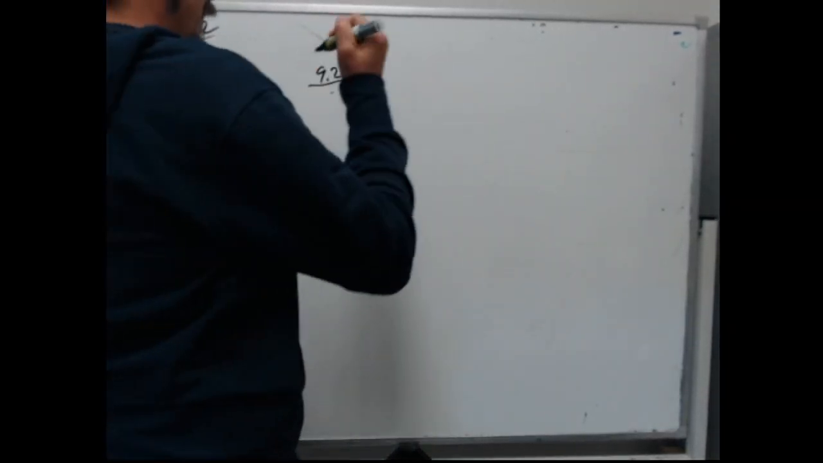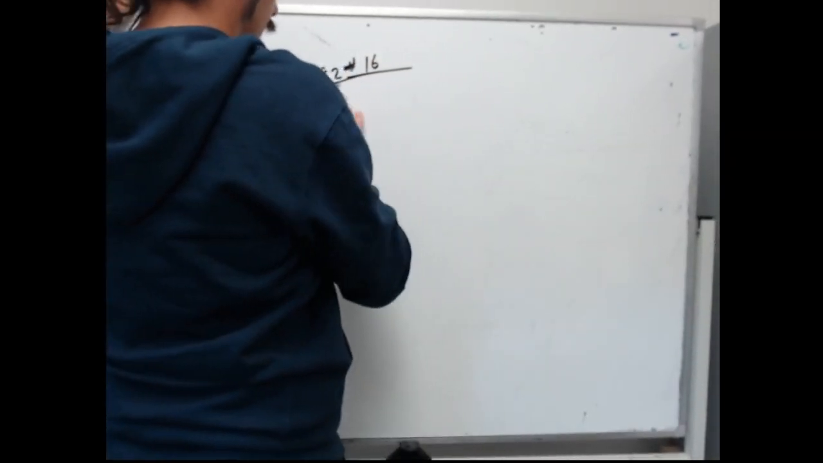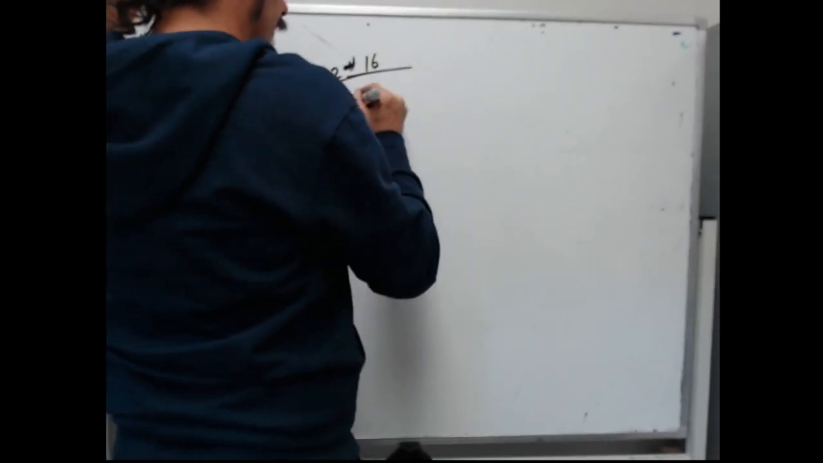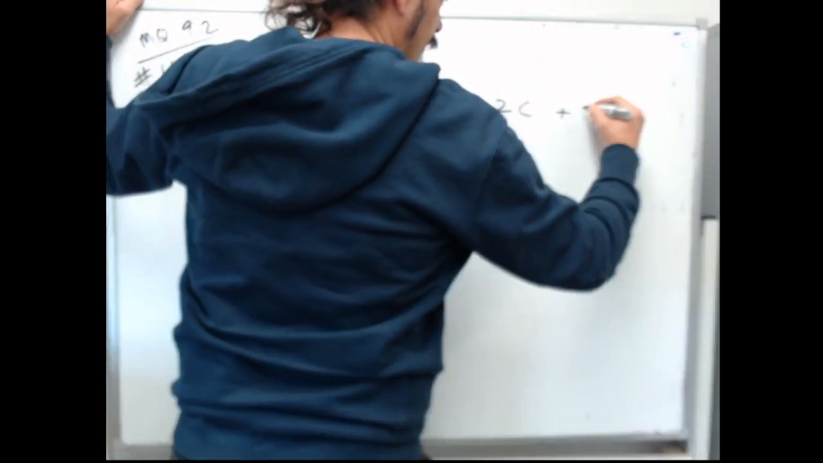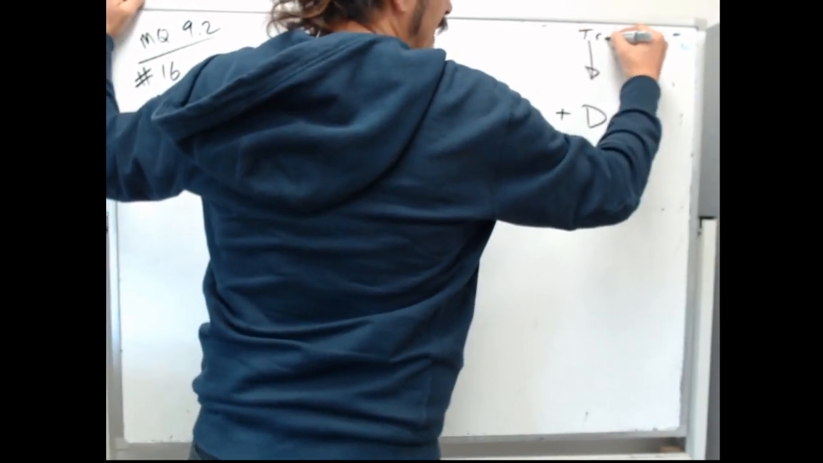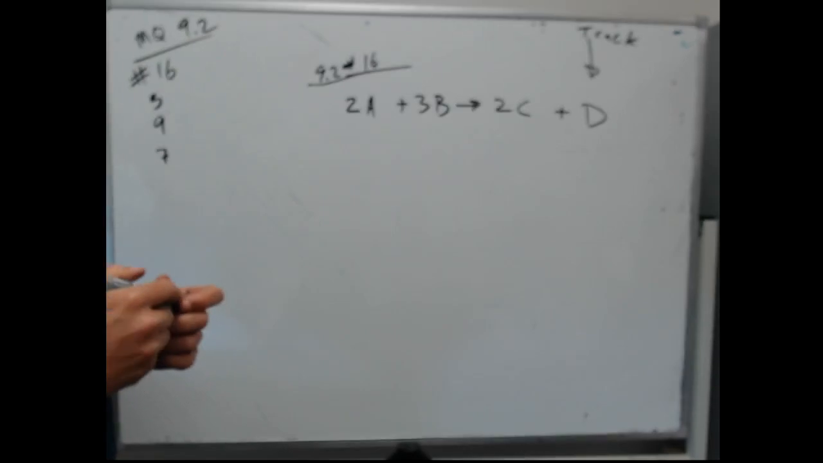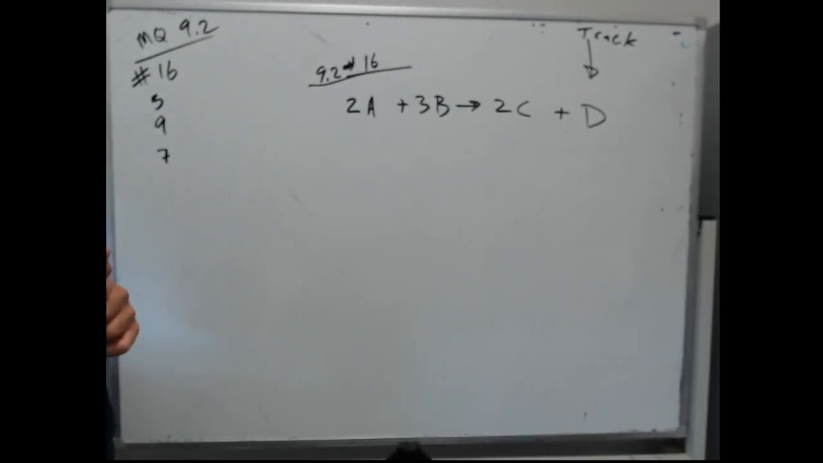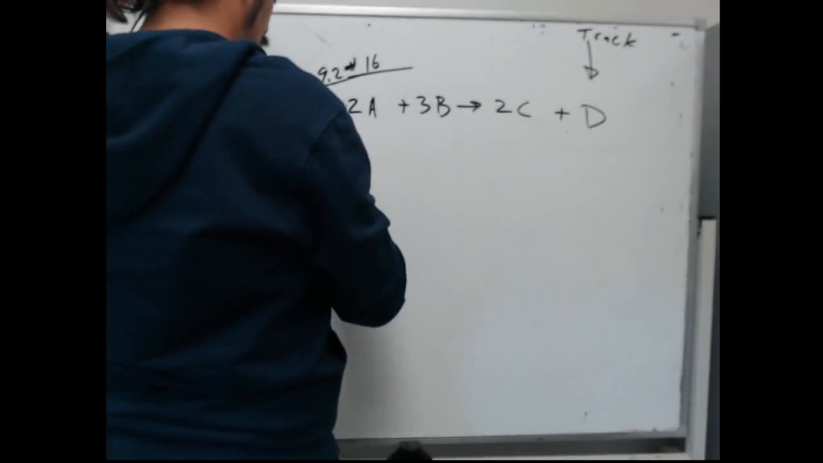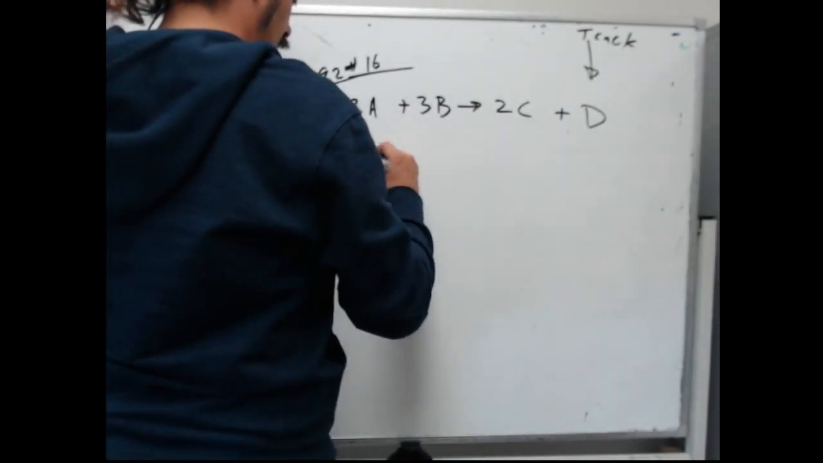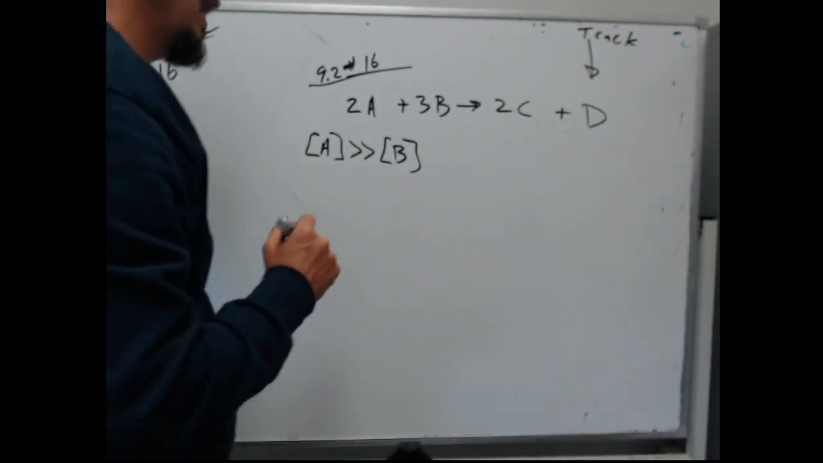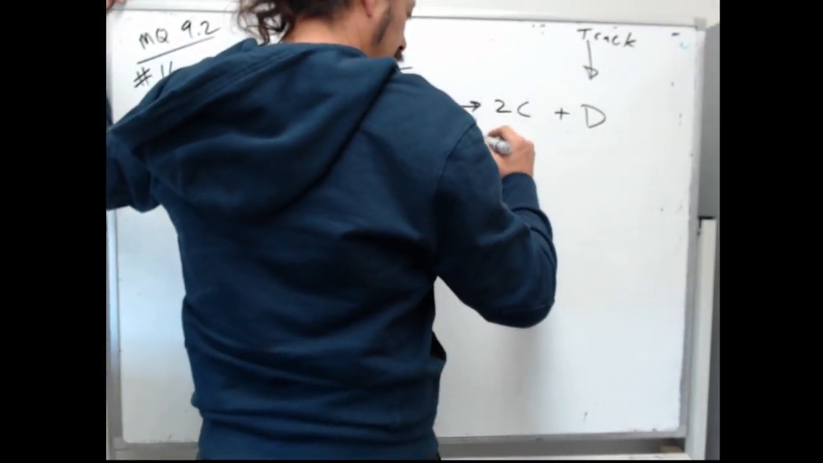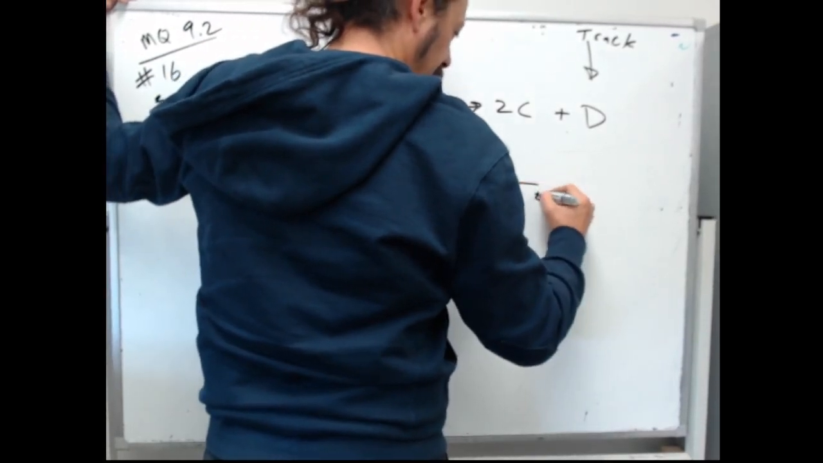What's number 16 say? The generic reaction below, 2A plus 3B goes to 2C plus D, is followed by the formation of D. And we're tracking D to tell what's going on. Then it says when the initial concentration of A is much greater than the initial concentration of B, a plot of D versus time t is linear, or the concentration of D is linear.